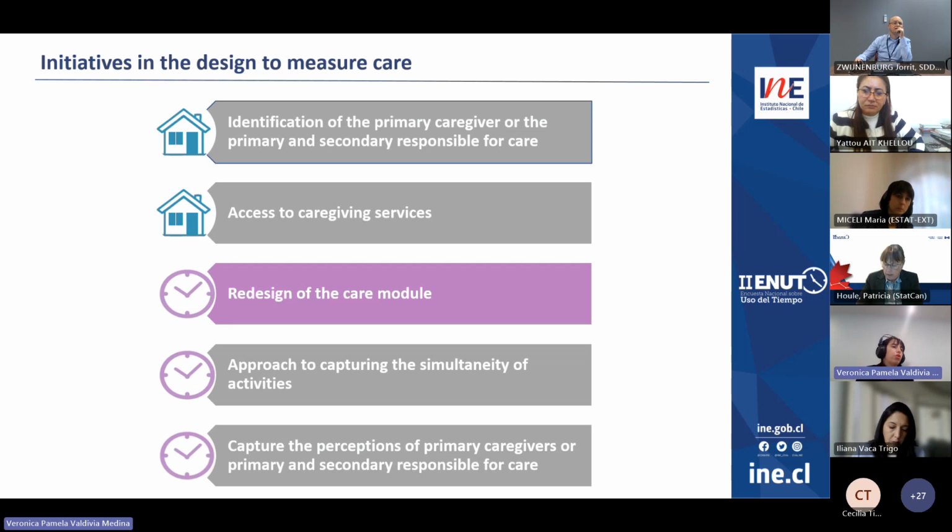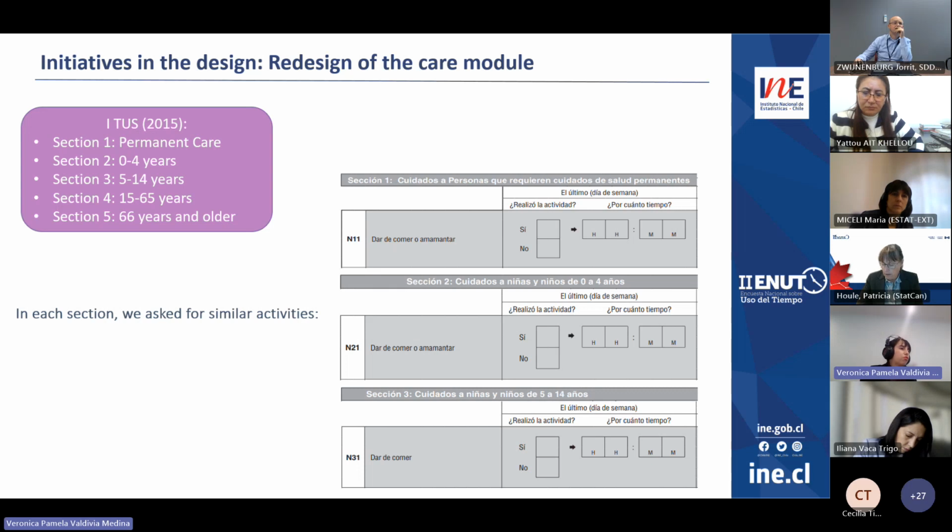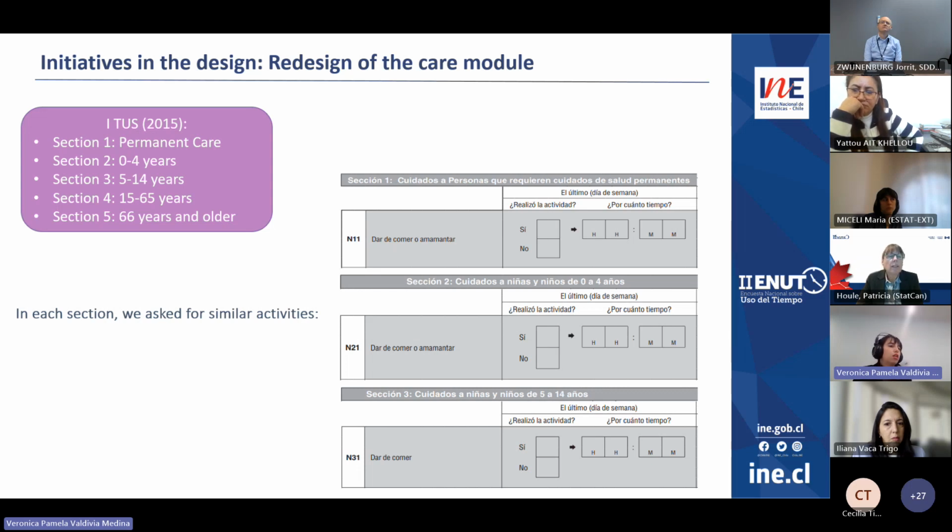In the time use questionnaire, we redesigned the care module, so here is the context for this redesign. In our first time use survey, we had a care module that was divided into 5 sections based on the age of the recipient or if they needed permanent care, which is a common practice in stylized questionnaires in the Latin American region. In each section, we asked for similar activities, as shown here, and added or adapted the phrasing depending on the subpopulation.